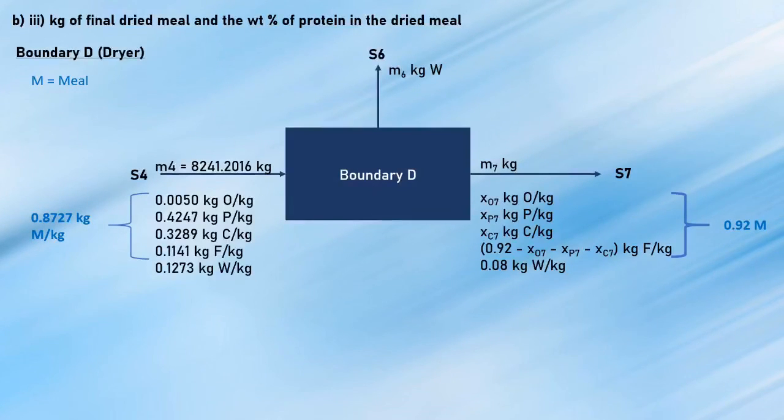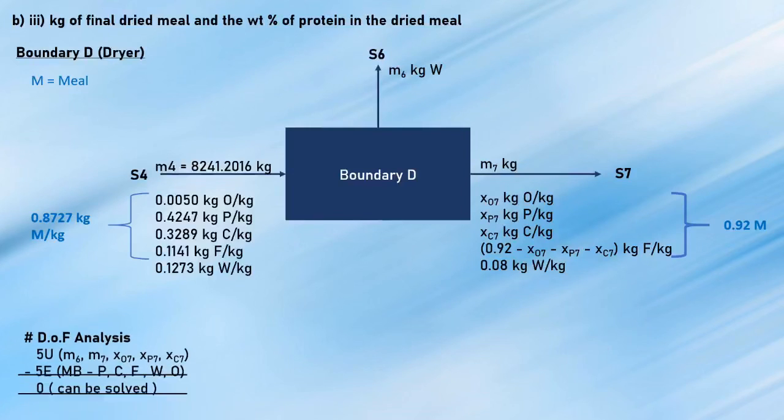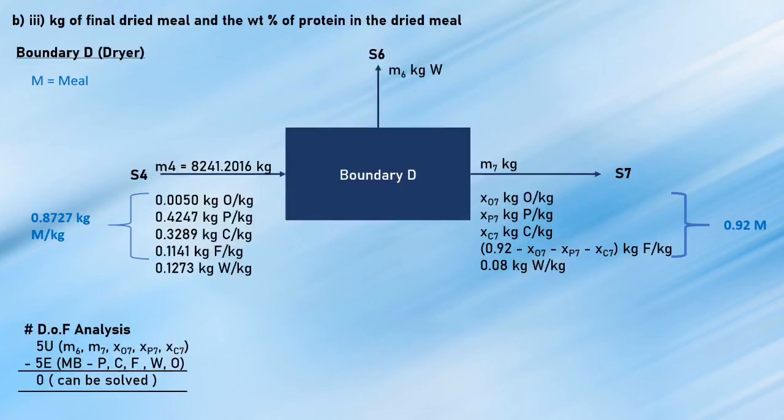Okay, so for this question, we must calculate the mass in kilogram of final dried meal and weight percentage of protein in the dried meal. So for boundary D, the unknowns are M6, M7, mass fraction of oil, protein, and carbo. And the species are protein, carbo, fiber, water, and oil. So the DOF analysis, we got the result is 0. So it can be solved.